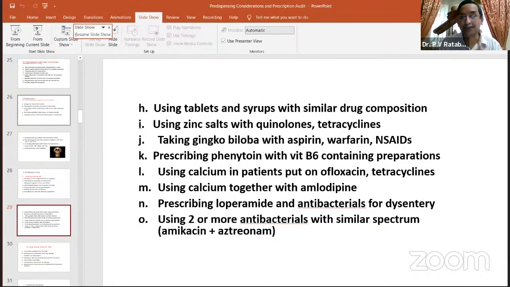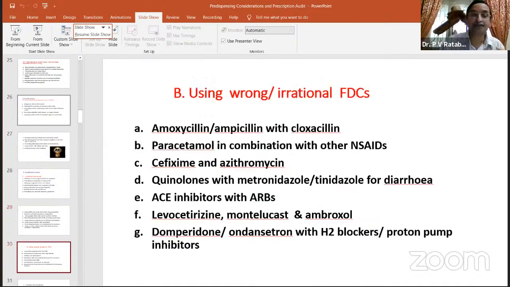Many pharmacies use 2 or more antibacterials with a similar spectrum, like amikacin and aztreonam. Both have gram-negative action, so combining these can be a problem. Now, about wrong and irrational combinations, this is just for information. There are so many fixed dose combinations which are wrong. If the doctor has prescribed this, I don't think you can do much here, but there are some areas where you can definitely help.